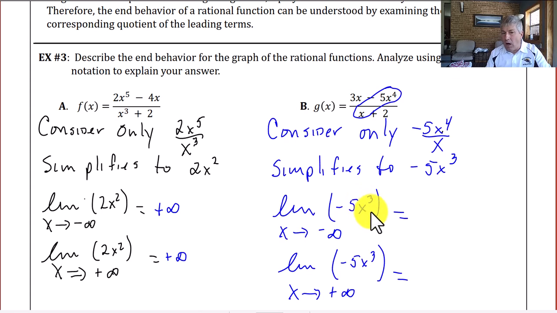So our x cubed is going to be negative, and then we have a negative 5 times a negative. That is actually going to go to positive infinity. And the limit of negative 5x cubed as x approaches positive infinity, well, that is going to go to negative infinity.